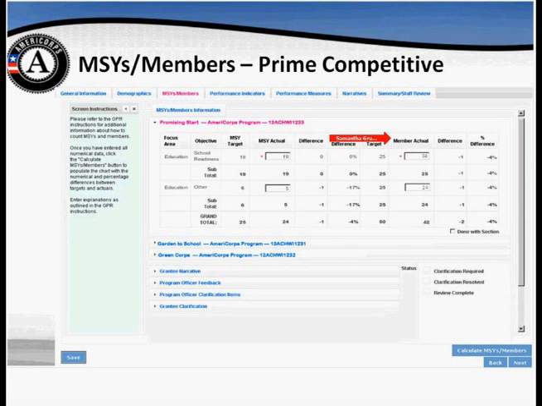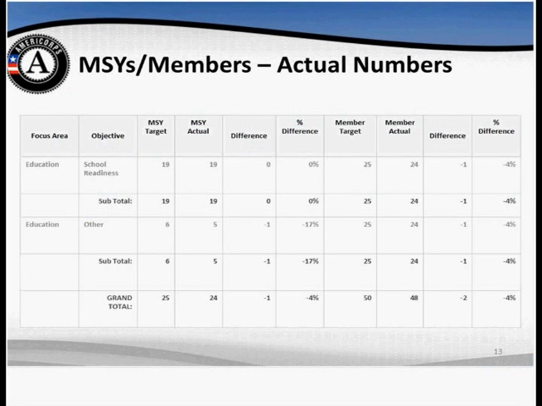In our sample program, the subgrantee reported that the MSY target for the objective school readiness was 19. And for the objective other, the MSY target was 6. In the actuals, they did have 19 MSYs allocated to the school readiness objective. However, they had one member that had been allocated to the other objective drop out due to personal reasons. So the actual number of MSYs there was 5.